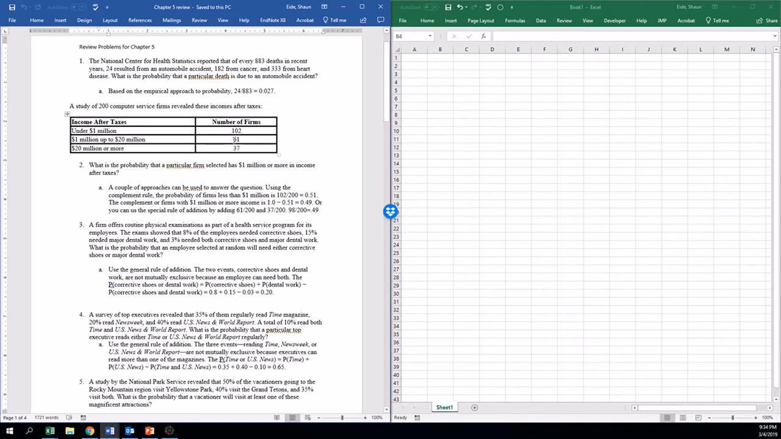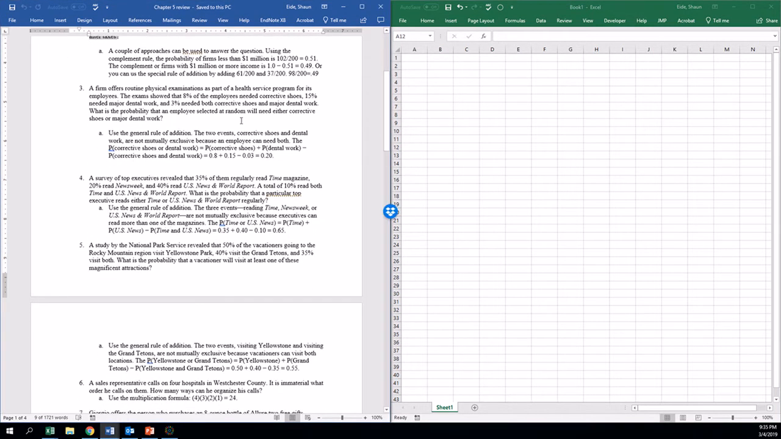So right here, what we have to do is we have to take 61 and add it to 37. So that right there is going to be 98. That's the number that are 1 million or more. And then you take 98 divided by 200, and that's going to give you 0.49. So 0.49 is the probability that a particular firm selected has 1 million or more in income after taxes.